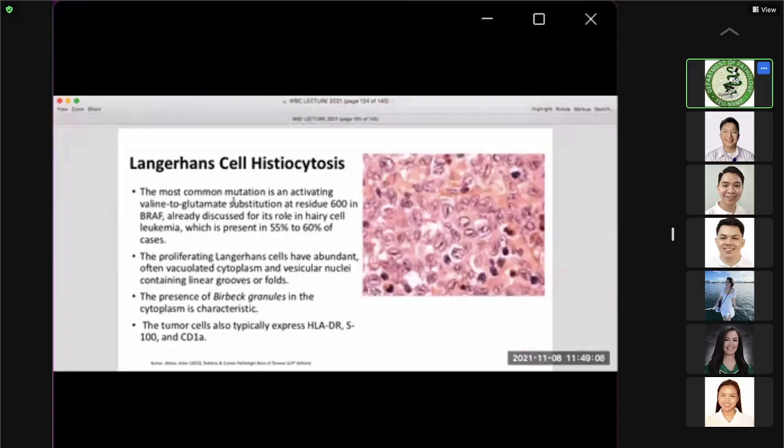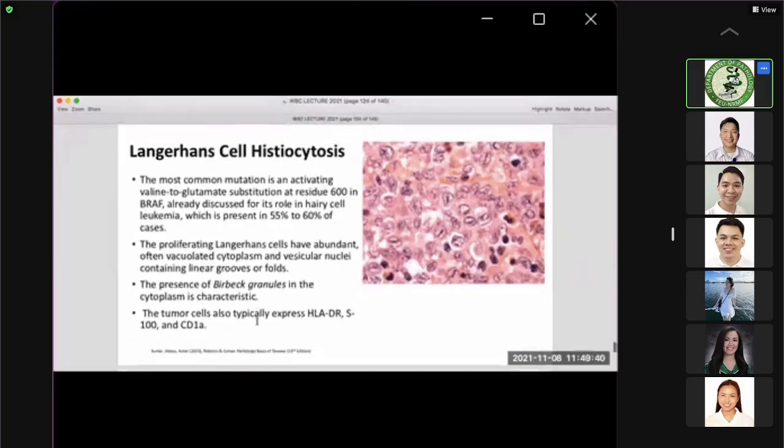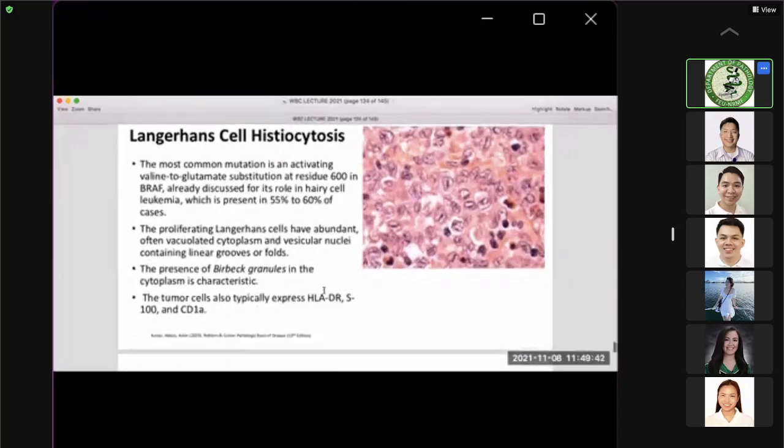The most common mutation is an activating valine to glutamate substitution at this residue in BRAF. Proliferating Langerhans cells have abundant, often vacuolated cytoplasm, and vesicular nuclei with linear grooves like this one. Okay? Presence of Birbeck granules in the cytoplasm is characteristic. So these are what they express.